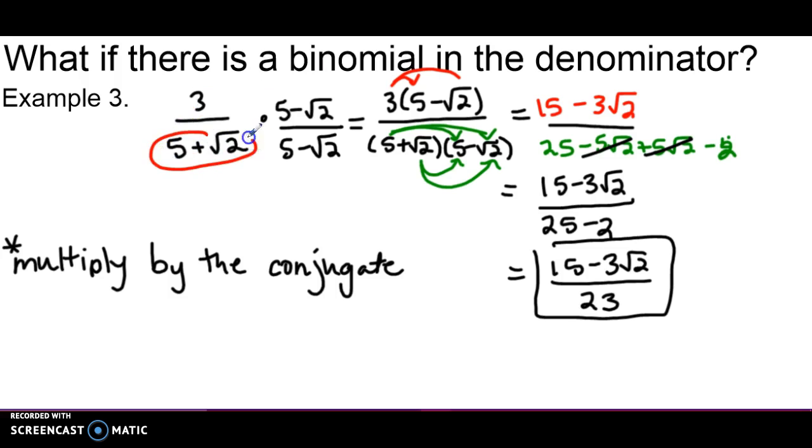So a quick reminder, what we did is when there's a binomial in the denominator, like how I have here, this 5 plus square root of 2, I'm going to multiply by the conjugate. And the conjugate is my denominator with its opposite sign. So instead of 5 plus square root 2, my conjugate is 5 minus square root 2. If I had a problem, you don't need to do this, but if I had a problem like 6 over 3 minus square root 5, in order to get rid of my denominator, I would multiply by the conjugate, which was 3 plus square root of 5. So all I'm doing is changing that sign in between.